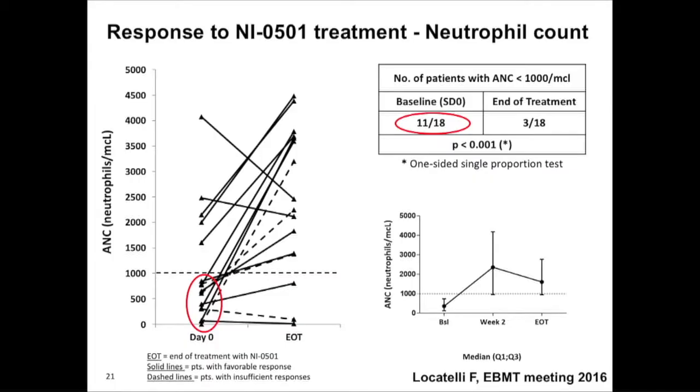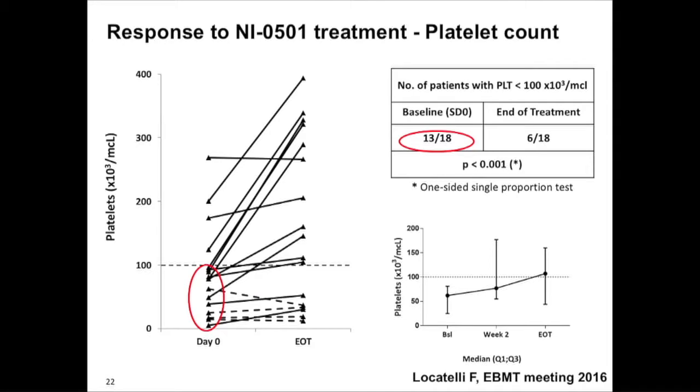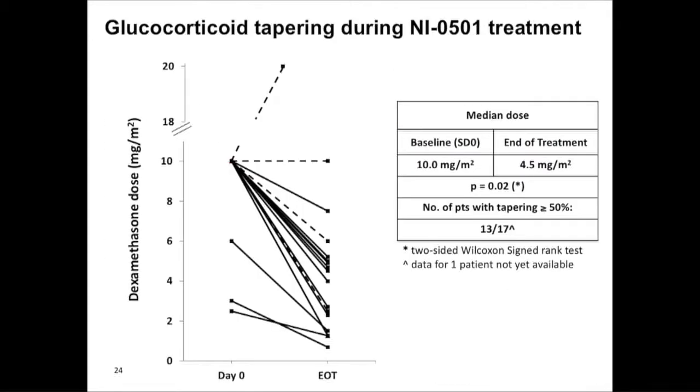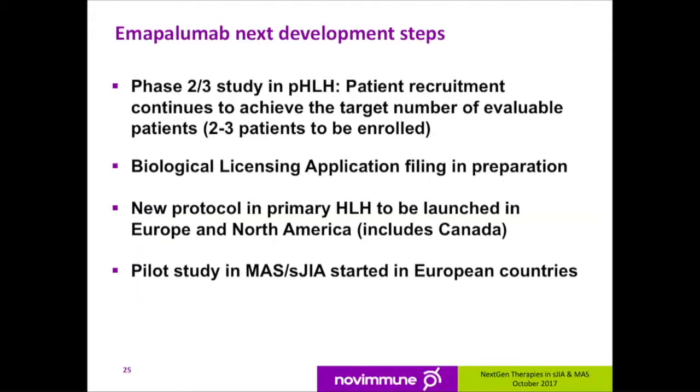I don't have a very recent efficacy update. This is the same update I showed in this very conference last year, so I'm going to skip the slides. There is a beneficial effect on neutrophil and platelet counts and ferritin, and you can taper glucocorticoids during treatment. This is all I can say about efficacy now.